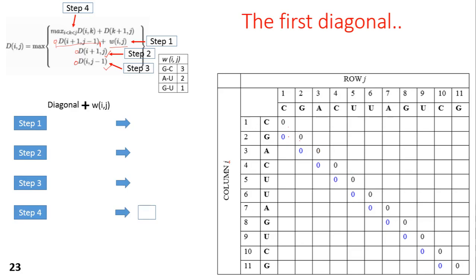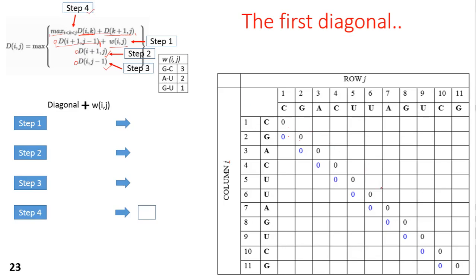Okay, it is quite simple. So well, we cannot calculate this step 4. For this first diagonal as well as the second diagonal, we cannot calculate the value for this step 4 because we still don't have the values that are populated in these two positions, d(i,k) and d(k+1,j). We don't have such values for this diagonal as well as this diagonal. Therefore, in case of the first two diagonals, you don't have to calculate this step 4.